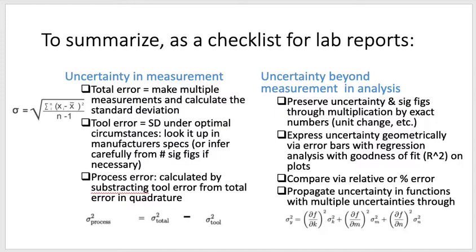So here is the last thing we'll say. To summarize, as a checklist for lab reports, you want to break these into two areas, remembering that uncertainty in measurement goes in your experimental data section, uncertainty beyond measurement and analysis goes in your experimental analysis section, and there are only so many points and basically three sorts of equations that you need to work with. I'll let you work through this, digest this summary, and we can assess together whether we can make it better.